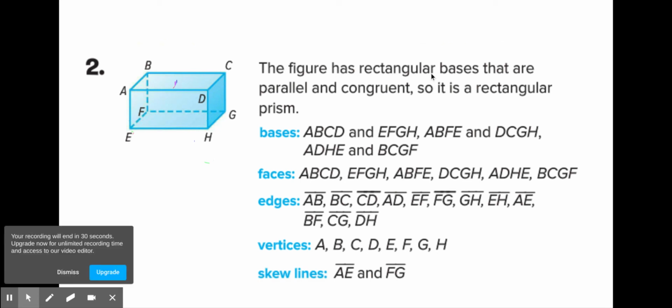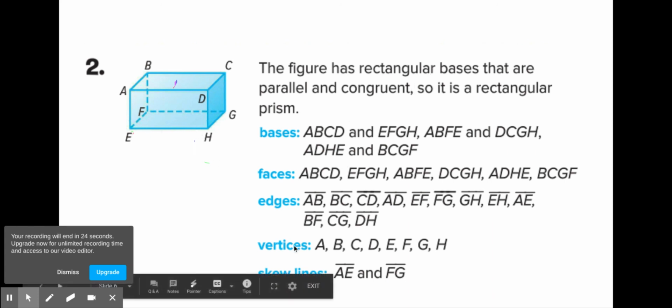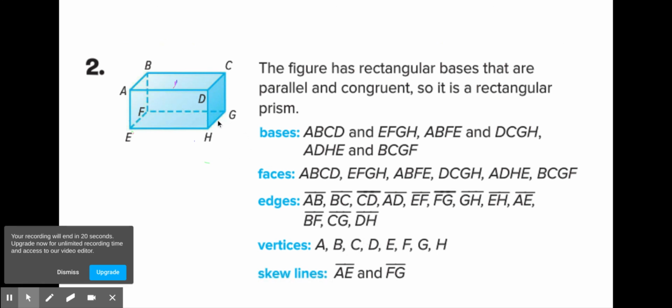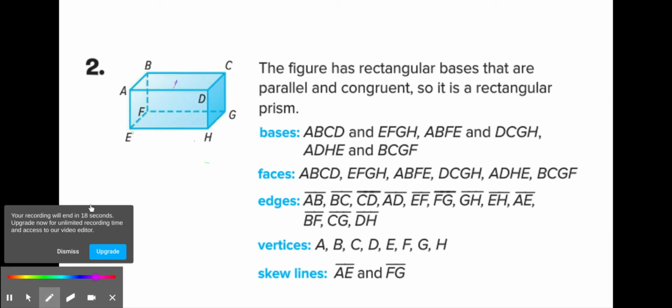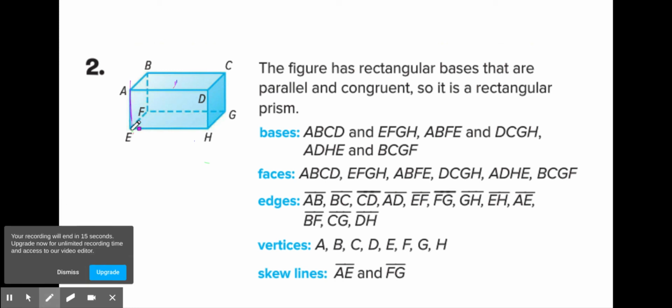So the figure has rectangular bases that are parallel and congruent. And then we get edges, which we already talked about. We've got our vertices, and we get our skew lines. Let's talk about the skew lines. AE is a skew line, and FG is on that far side there. Notice how they're nowhere near each other. They will never connect. All right, I'll let you go out here.